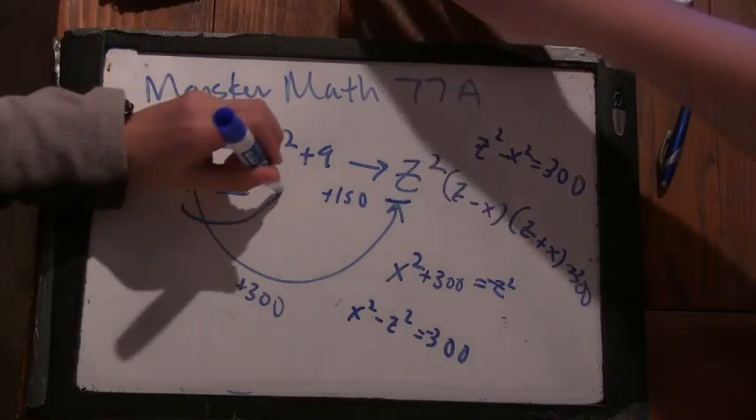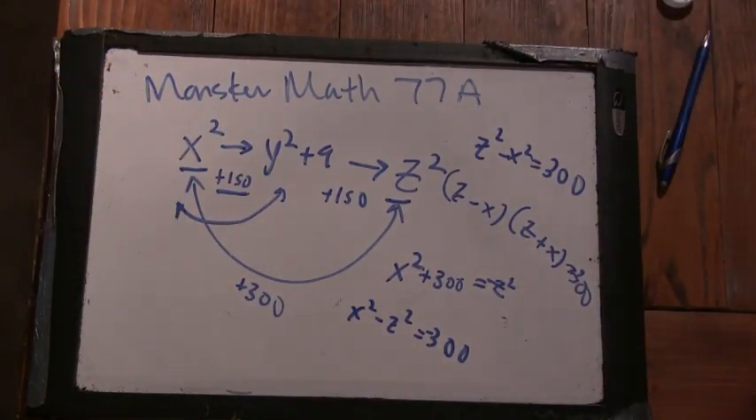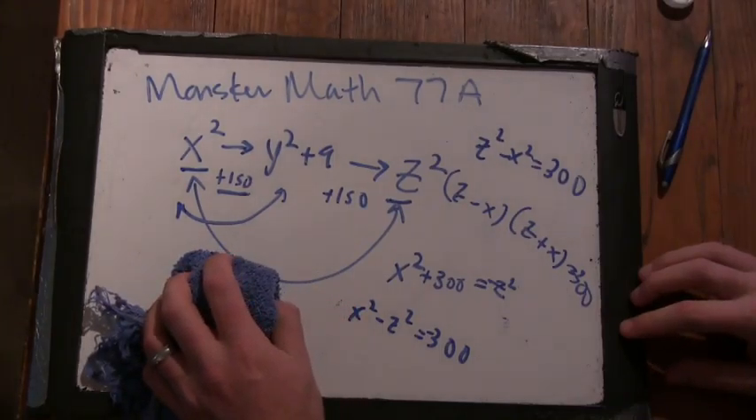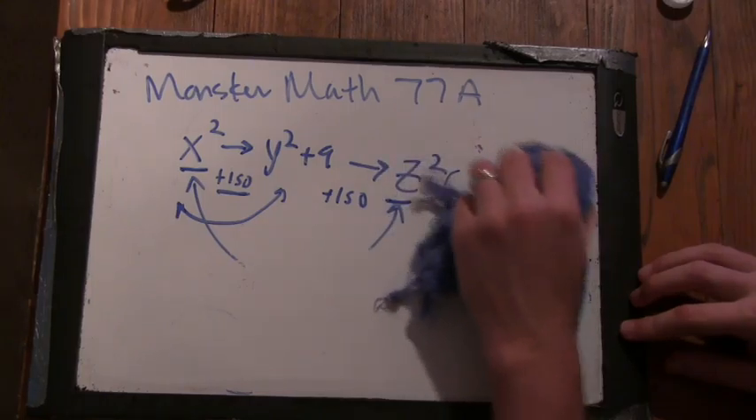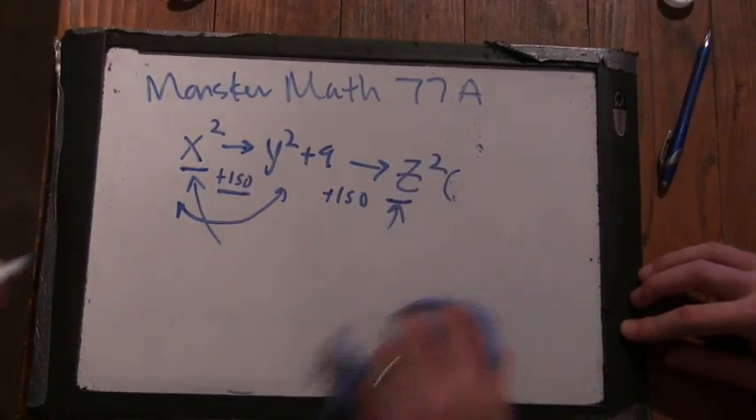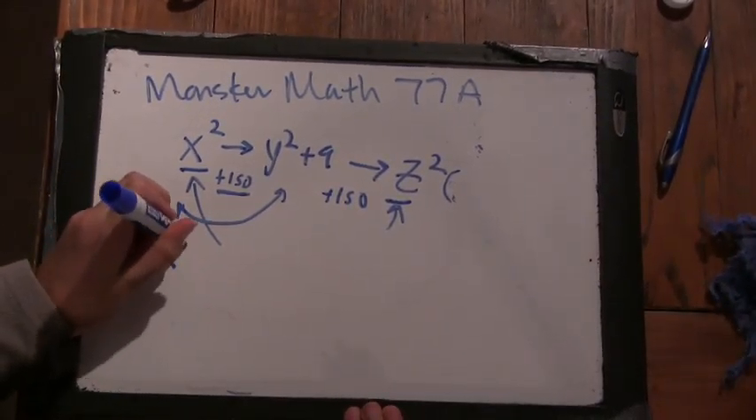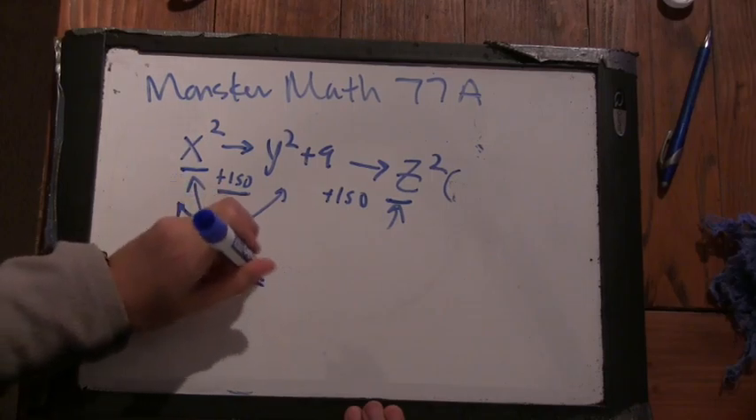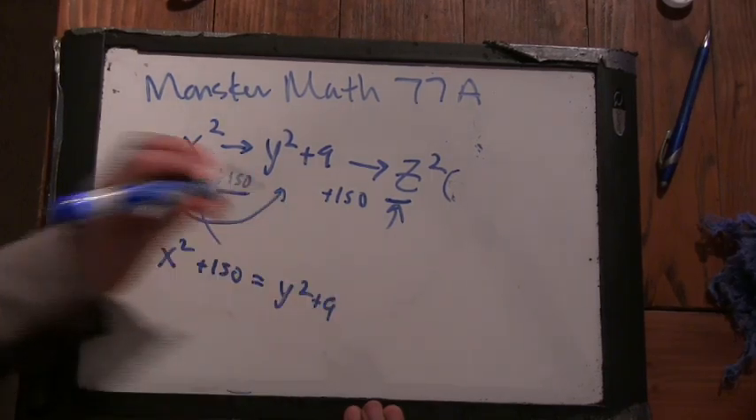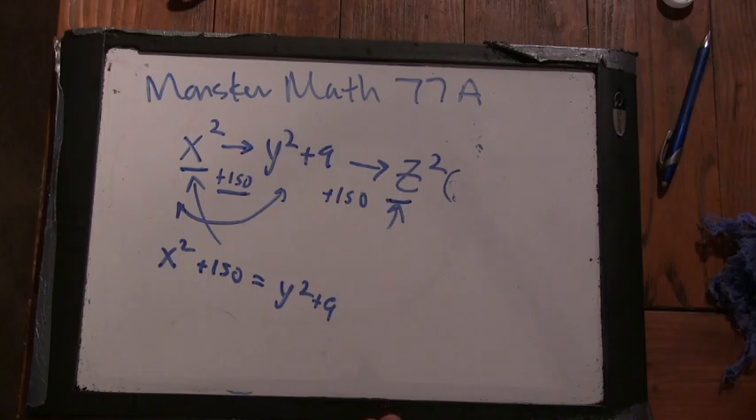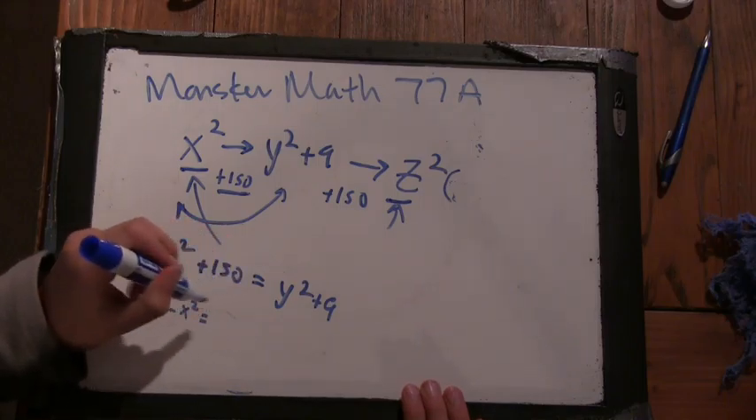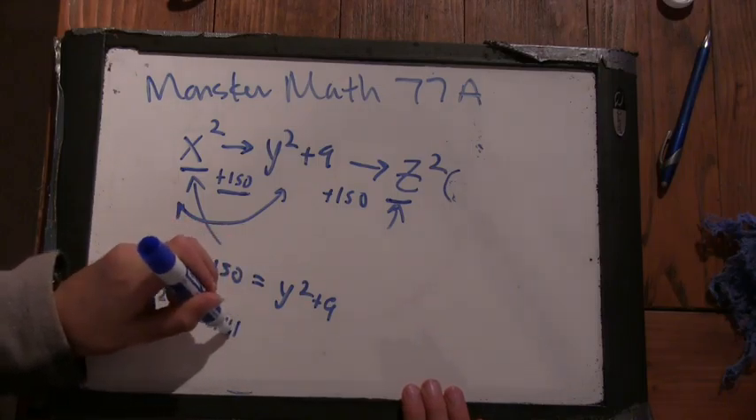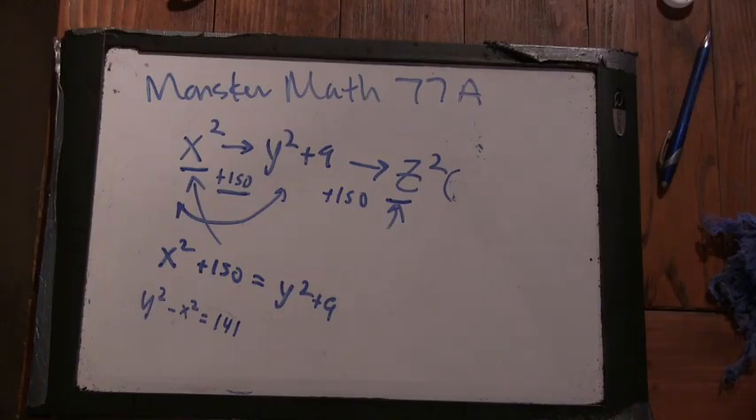Maybe we could go from here to here. So what is going from there to there? You have x squared plus 150 is y squared plus 9. So y squared's bigger again. You can see that y squared minus x squared is 141. So we're going to go to the next movie now.